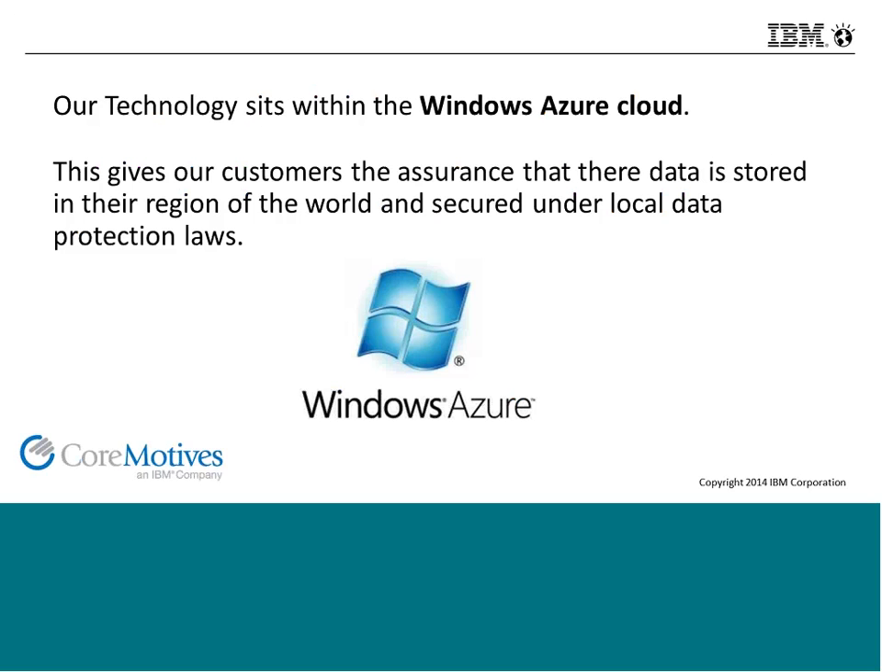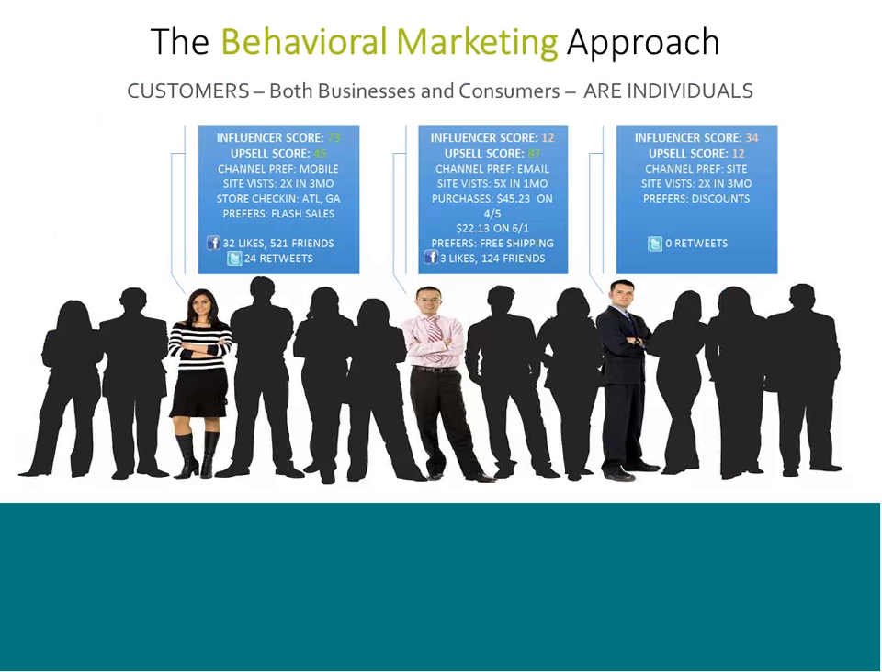So you can see a little bit of how Coreimus technology works with your CRM. All of your information and all of Coreimus sits within the Windows Azure cloud. This lets you know that your data is secure and stored in the region of the world that is in line with your local protection laws. And with July right around the corner, the CASL law is coming out. That's something we've been very focused on, and we're being proactive with our customers on making sure that they are compliant. So now let's talk a little bit about the behavioral marketing approach and what this means.